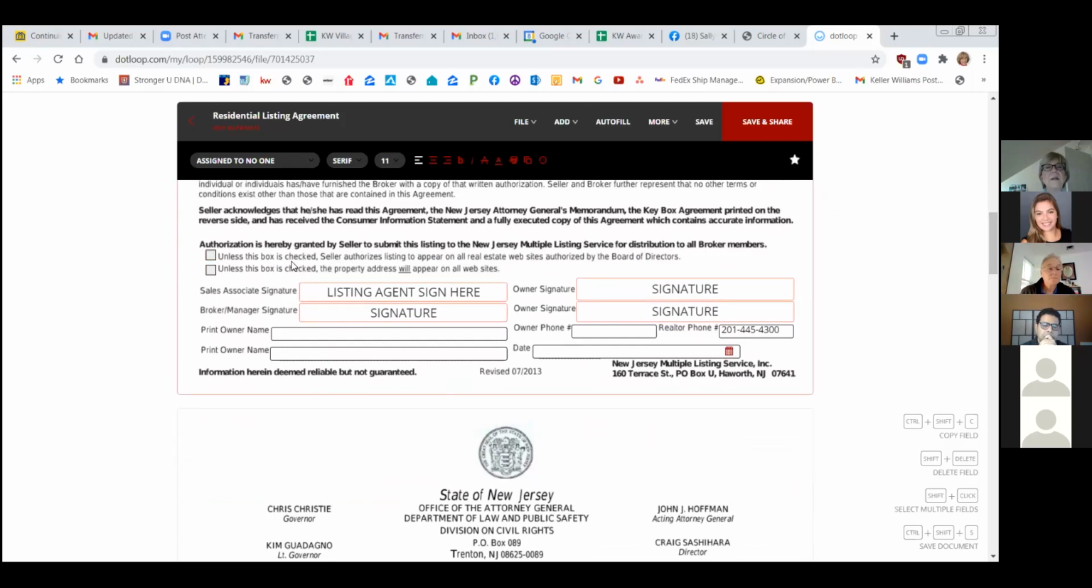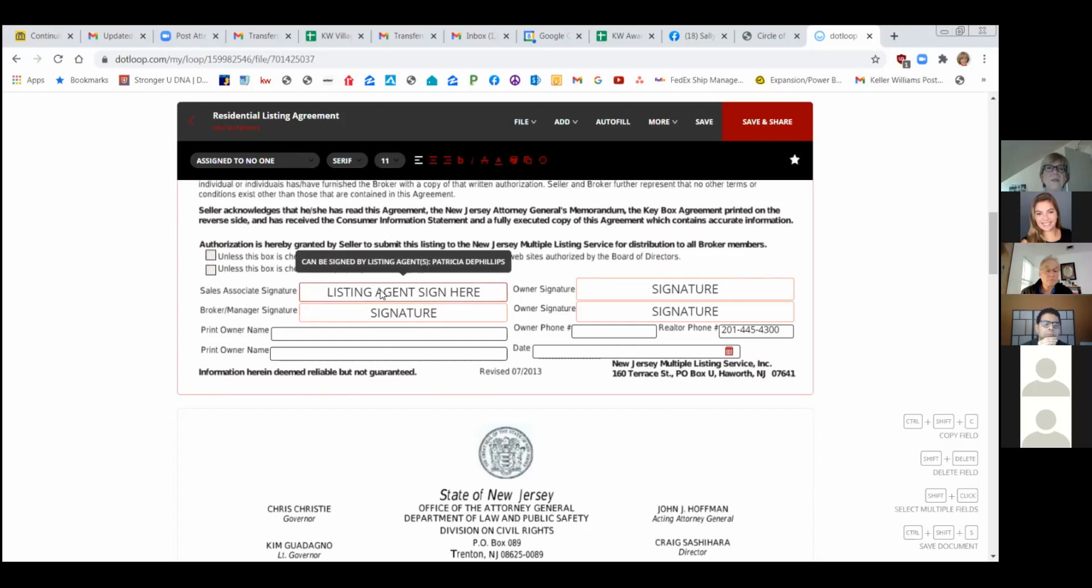But then it says, unless this box is checked, seller authorizes listing to appear on all real estate websites authorized by the board of directors. So you don't want people to check this box, because if they do, it means that the listing will not be sent to any of the websites. It won't go to Zillow, it won't go to Realtor.com or any of those sites. But if it's left unchecked, it will.